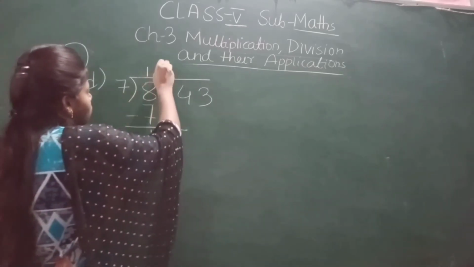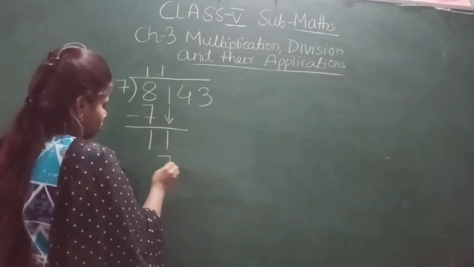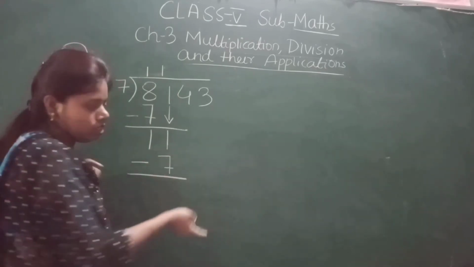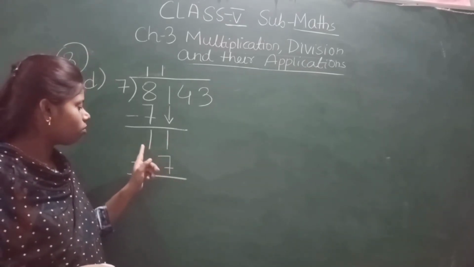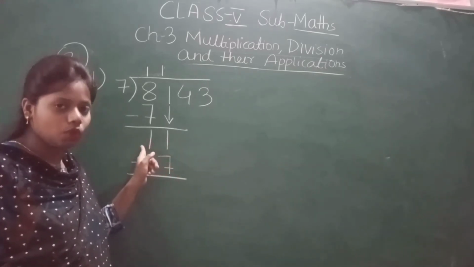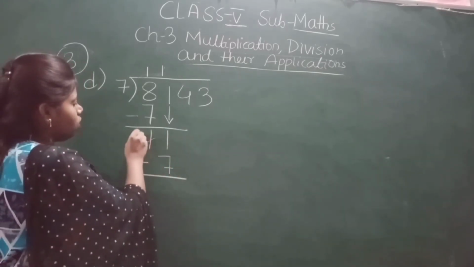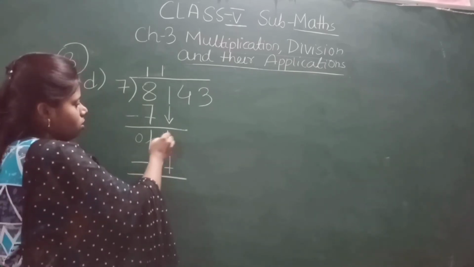So again, 7 1s are 7. Write here. Now what will you do? We will subtract. Write this in the ones column. Now from 1 we cannot subtract 7, so 1 will take borrowing from this. So this will become 0 and this will become 11.